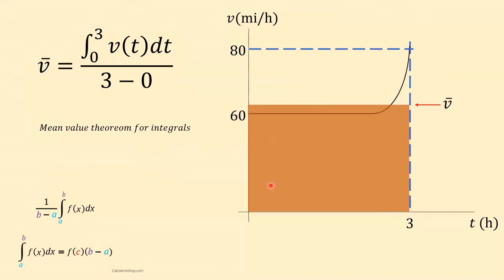Just think about the rectangle. Since the area of the rectangle is base times height, if you take the area of the rectangle and divide by the base, that will get you back to the height. See how that works? Take the area, divide by the base to get the height, and the height is the average velocity. So the area under the velocity curve between 0 hours and 3 hours, that's what we call the integral from 0 to 3 of v dt, and then divide by the width of the base to get the height.